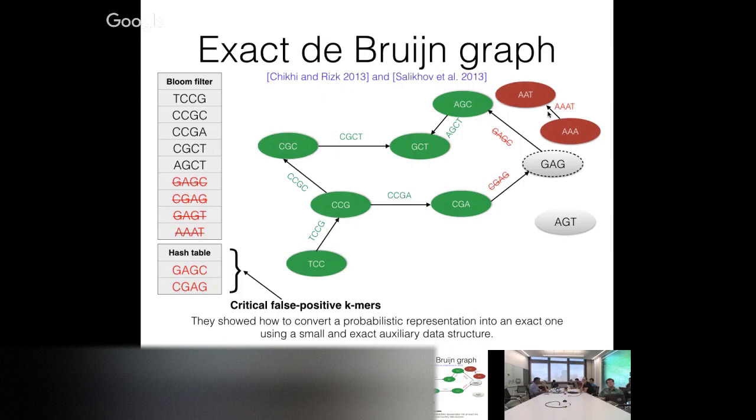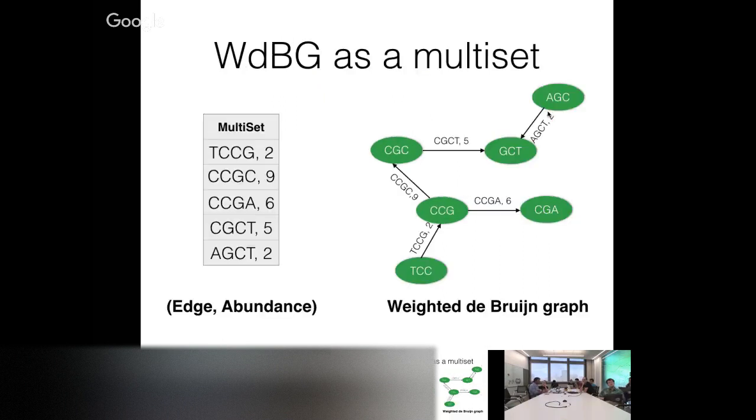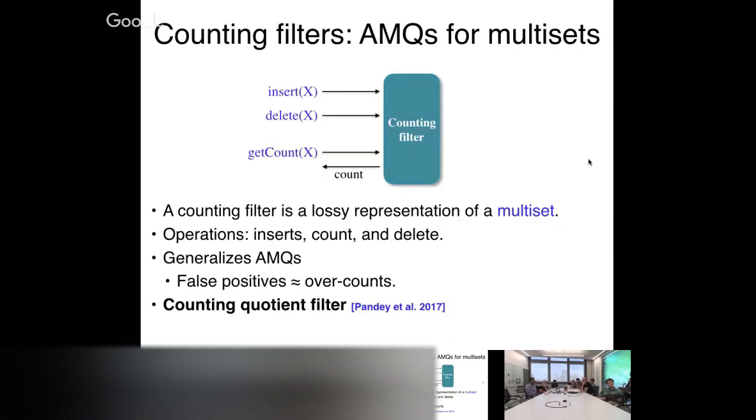So now let's talk about how you represent a weighted DeBruijn graph. A weighted DeBruijn graph is similar to a DeBruijn graph, but now you have an abundance attached to each edge in the graph. So instead of a set, you now need a multiset to represent a weighted DeBruijn graph. In the multiset, you have the edges, and you have the abundance of each edge attached to it. Analogous to representing a set compactly, which needs an AMQ data structure, to represent a multiset compactly and approximately you can use a counting filter data structure.